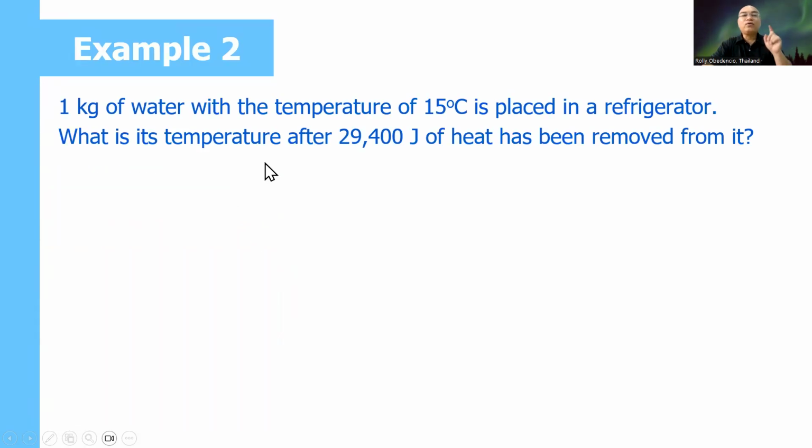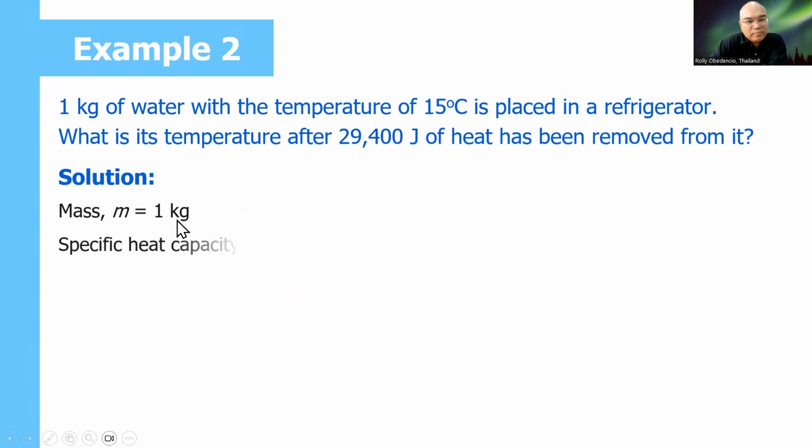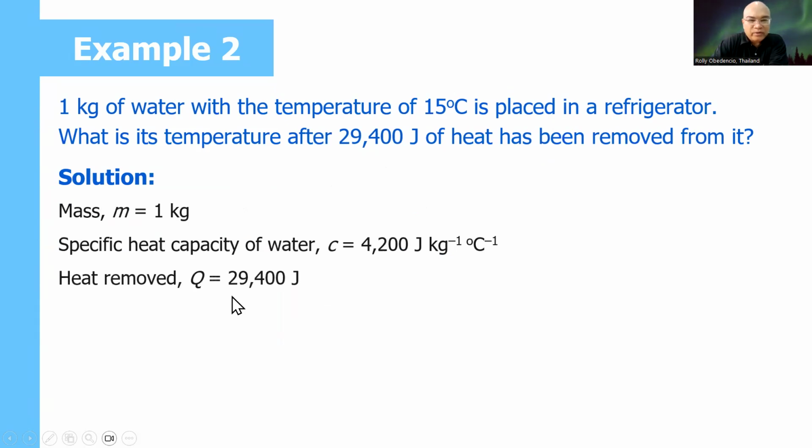Example 2. 1 kilogram of water with a temperature of 15 degrees Celsius is placed in a refrigerator. What is its temperature after 29,400 joules of heat has been removed from it? Solution: mass equals 1 kilogram, and the specific heat capacity of water is 4,200 joules per kilogram per degree Celsius. Heat removed, Q equals 29,400 joules.